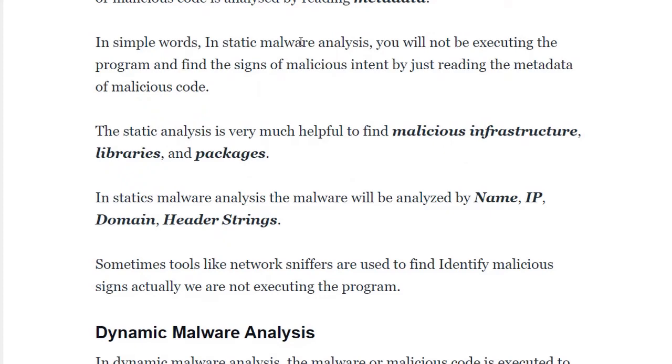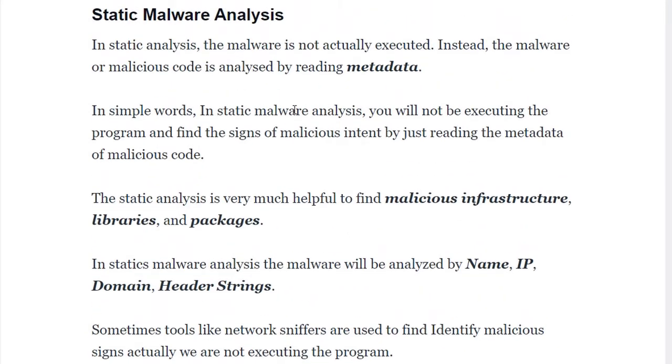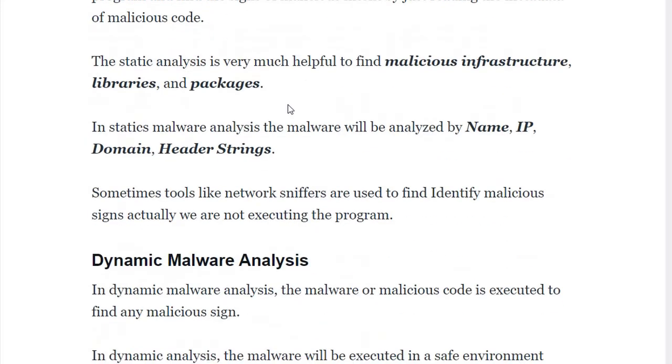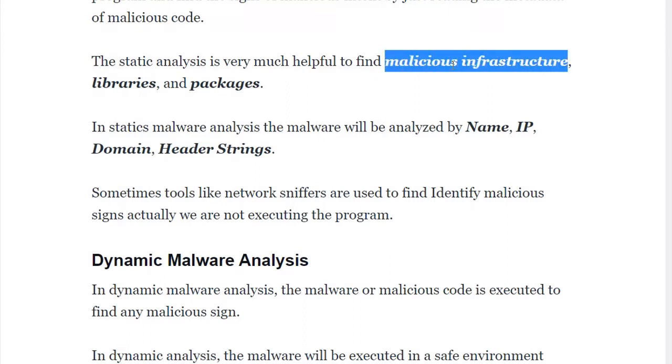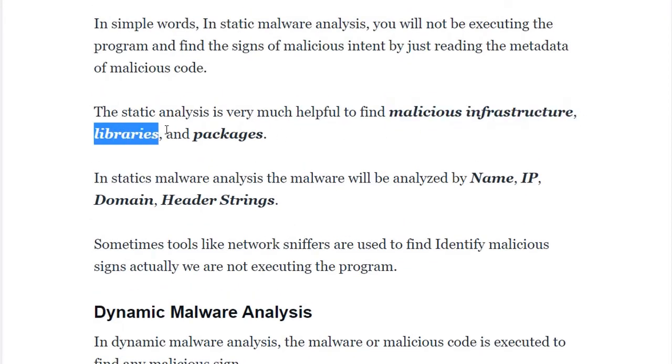As I said, in static malware analysis we can't execute the code. If we execute the code, it will probably be dynamic malware analysis. In static malware analysis we can gather information such as the malicious infrastructure, the libraries and packages it is using, and probably the name of the malware. We can also find the IP address where it came from, and if it comes from a domain, we can see the domain name, and also the header strings. These are the information we get from static malware analysis.